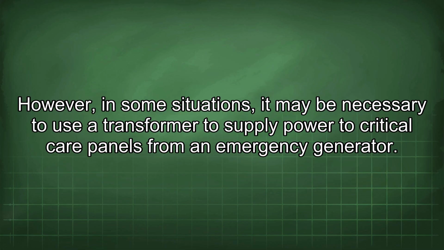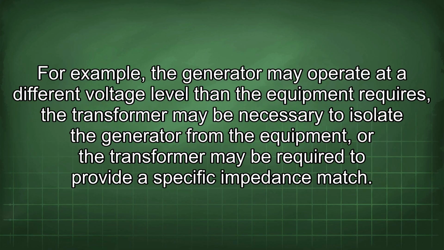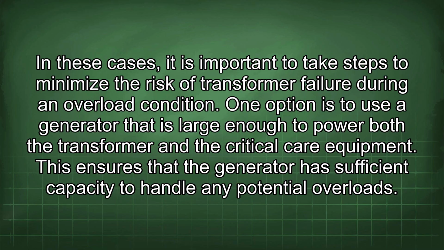However, in some situations, it may be necessary to use a transformer to supply power to critical care panels from an emergency generator. For example, the generator may operate at a different voltage level than the equipment requires. The transformer may be necessary to isolate the generator from the equipment, or the transformer may be required to provide a specific impedance match.